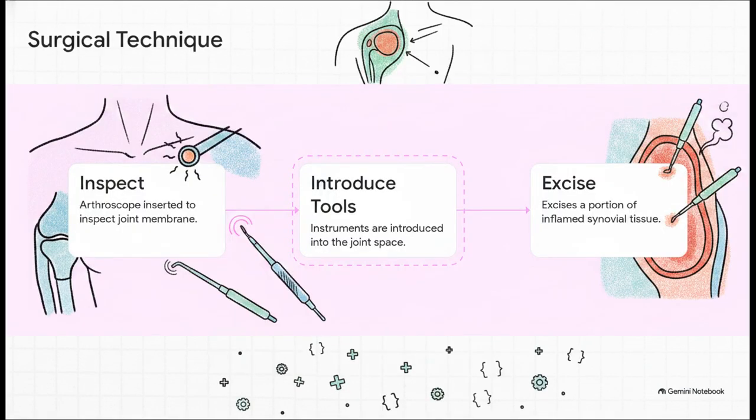So structurally, how does this actually play out in the operating room? First, the surgeon inserts the arthroscope to inspect the joint capsule and membrane. Once they spot the damaged tissue, they introduce their instruments, which is usually an arthroscopic motorized shaver or an electrocautery wand. Then, they perform a localized excision of the inflamed, hypertrophic synovial tissue. This means they are only targeting a very specific focal compartment or a limited area of the shoulder joint that's causing the patient pain. It's a targeted surgical strike, not a total joint cleanout.